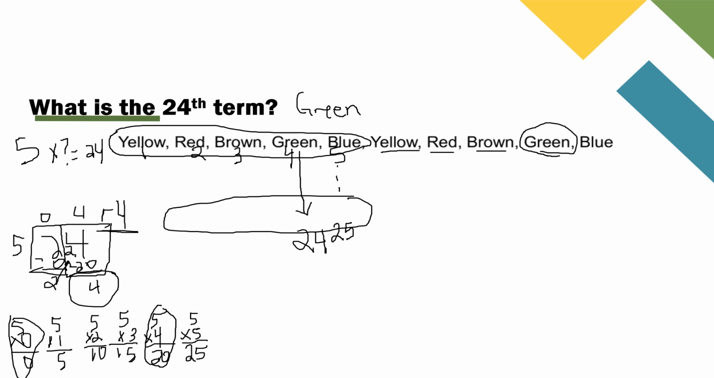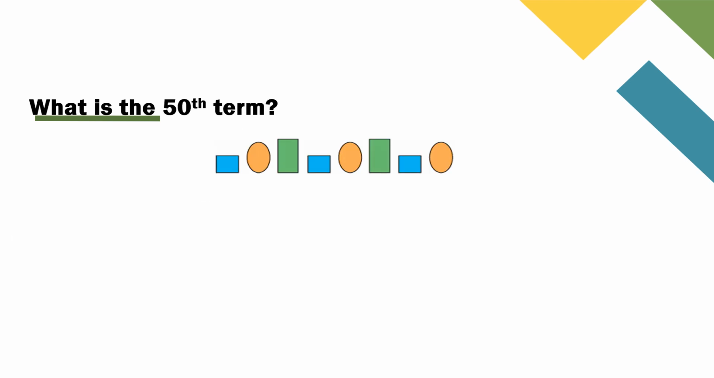Let's try another one. What is the 50th term? Press pause and try to start it off by yourself, and then when you get stuck, you can press play. So my pattern says square, oval, rectangle, square, oval, rectangle, square, oval.